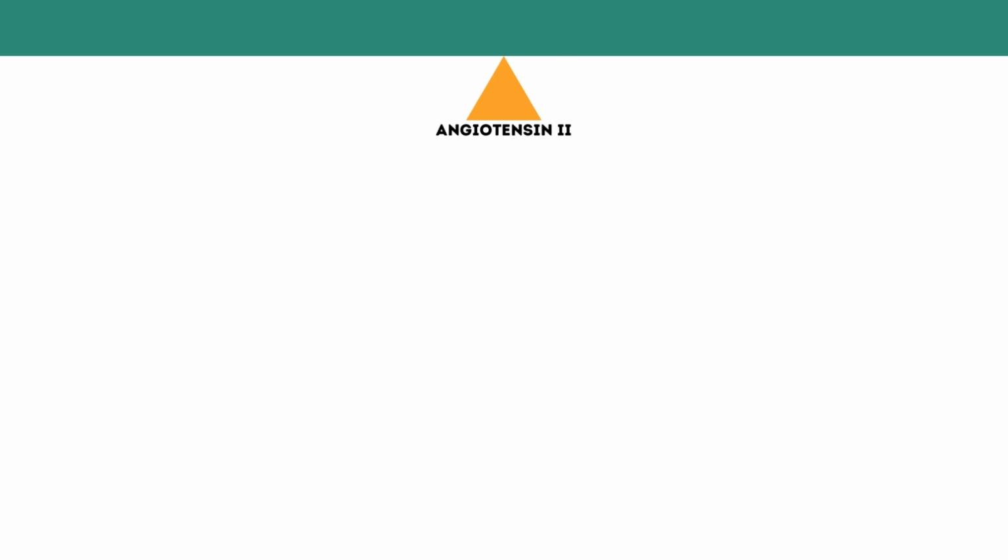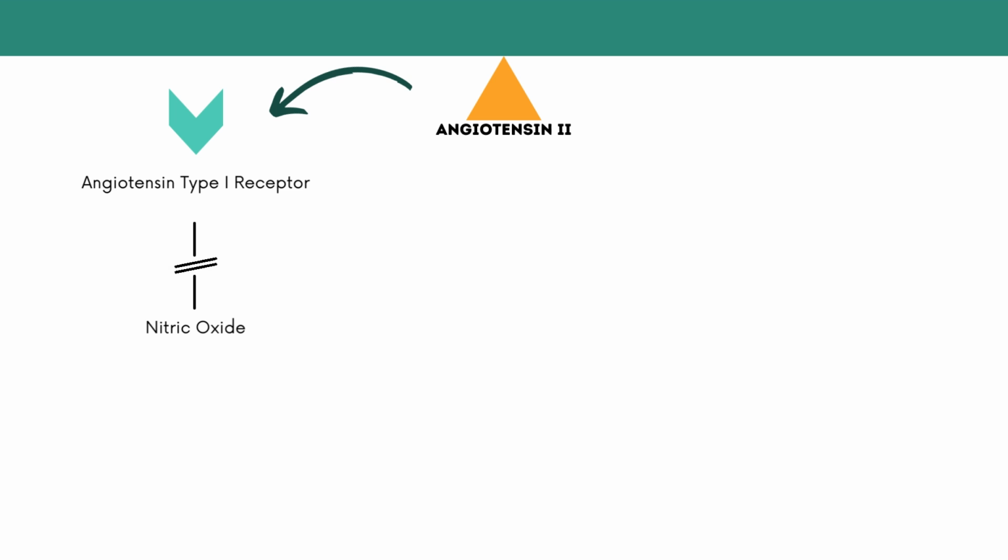Let us go further to angiotensin 2. First, angiotensin 2 binds with angiotensin receptors type 1 found in the walls of vascular endothelium, blocking the release of nitric oxide, which is a known vasodilator, hence constriction of the arteries and subsequently raising blood pressure.